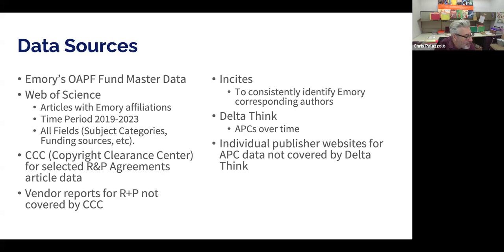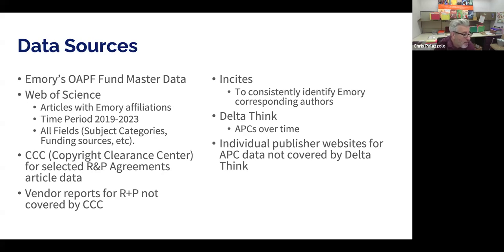We also used Insights because we really needed a way to consistently identify Emory corresponding authors, right? Which is one of the bigger concerns, of course, as we know. I know there is a lot of work being done on trying to align and trying to normalize author affiliations.